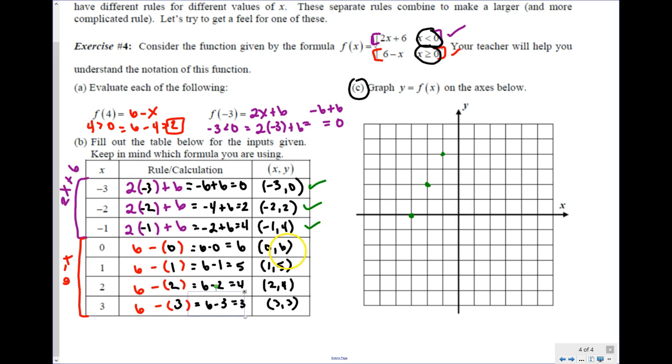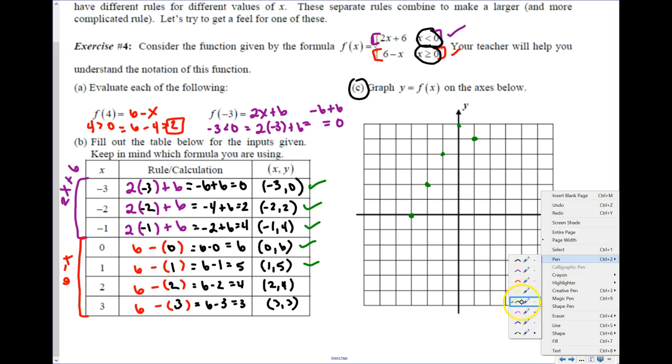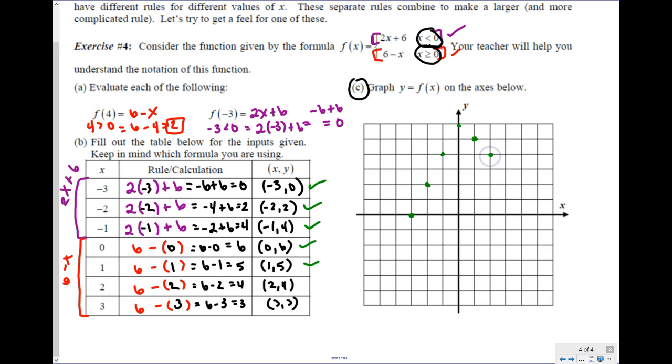The next point is 0, 6, so 1, 2, 3, 4, 5, 6. The next point is 1, 5, so I go over 1 and then up 5. The next one is 2, 4, so I go over 2, up, oops, I miscounted. Over 2, up 4. Again, if my pen will cooperate. And then finally, over 3, up 3.